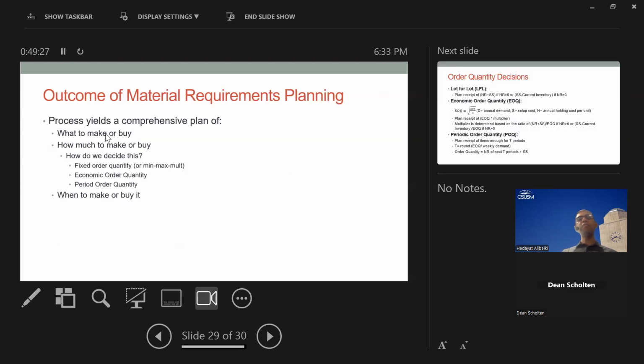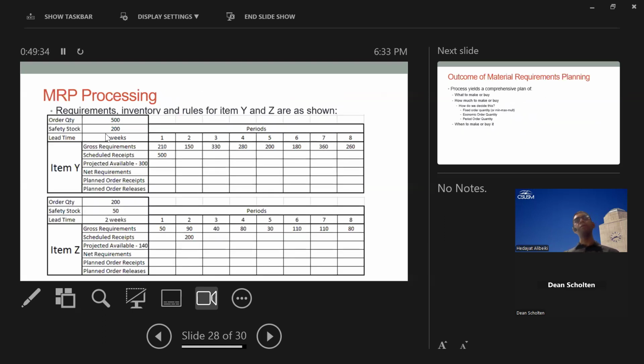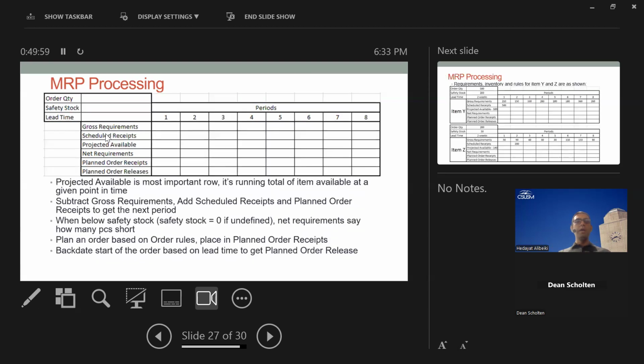The outcome of MRP systems is basically this table that gives you a nice plan, a calendar: how much you produce, how many units you're going to get, how your inventory is going to look, and so on. So you're planning, putting everything into the calendar in terms of what you want to produce and how much you need at certain points.